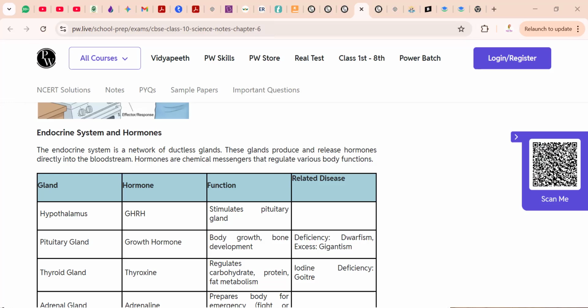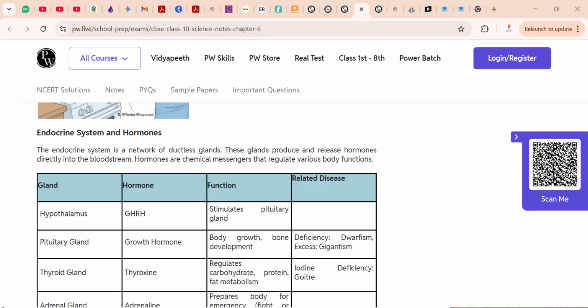So, types of the nervous system. The nervous system is broadly classified into the central nervous system and the peripheral nervous system. The central nervous system's main parts are the brain and the spinal cord, and it processes information and sends commands. Peripheral nervous system, what does it include?